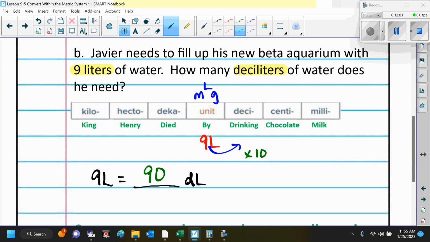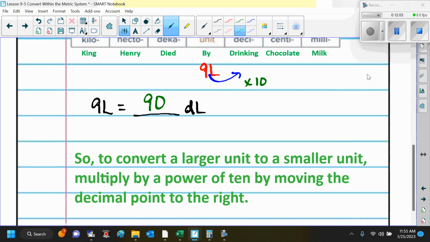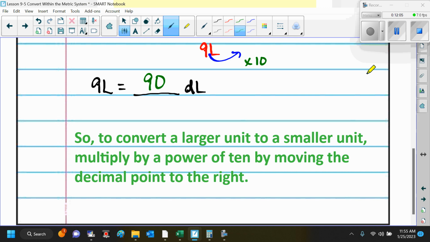Is everybody clear? So, to convert, and you don't have to write this down again, to convert a larger unit to a smaller unit, you multiply by a power of 10 by moving the decimal point to the right.